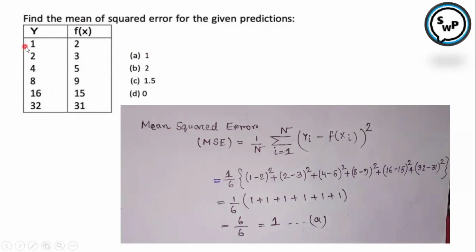yi means these values 1, 2, 4, 8, 16, 32, and for each yi value there is a corresponding f(xi) value, that is f(xi) here. So for yi value 1, the corresponding f(xi) value is 2. We are finding this from the table. So (1 minus 2) square plus (2 minus 3) square. In this way we have to write for every value given in this table. After that we have to sum these values, because summation is given. So that means 1 by 6 into (1 plus 1 ... six times). So 6 by 6 we will get the value, that is 1. So option A will be the answer for this question.